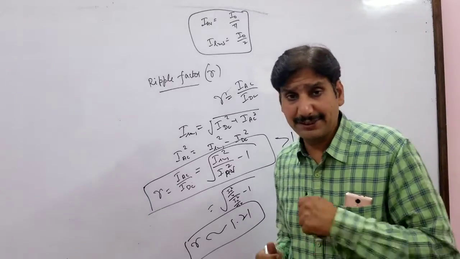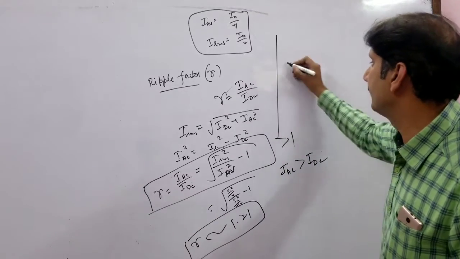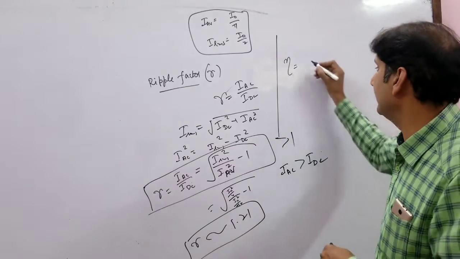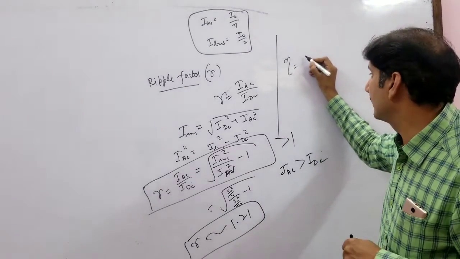Let's find out its efficiency. How would you define the efficiency of a rectifier? Efficiency of a rectifier is defined as the DC power output.